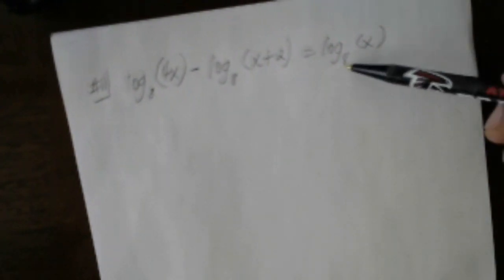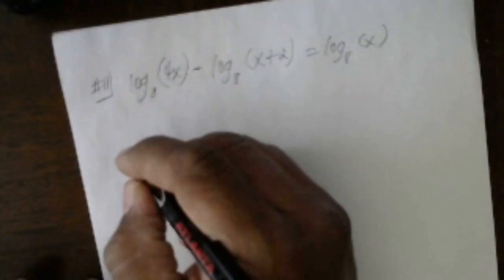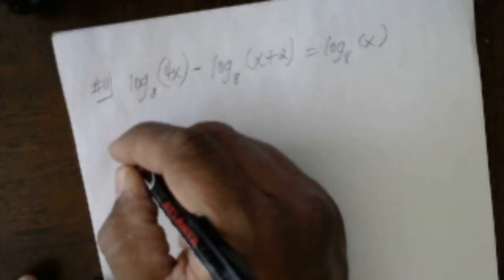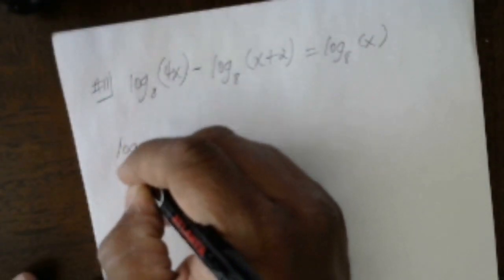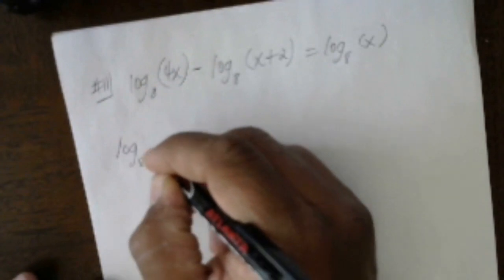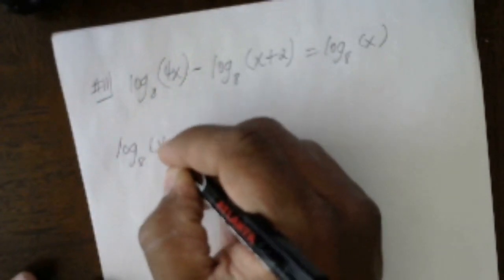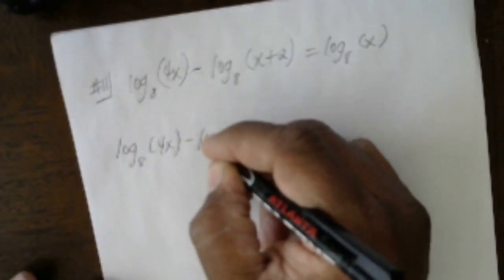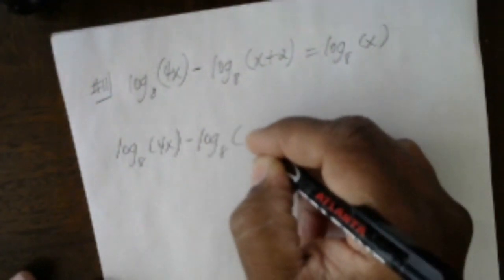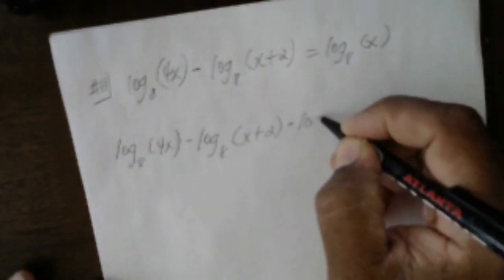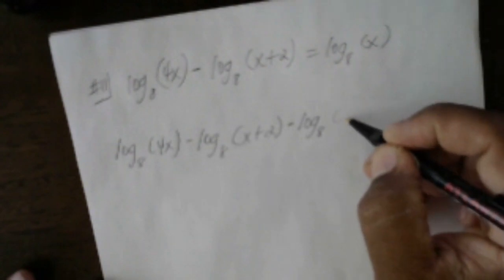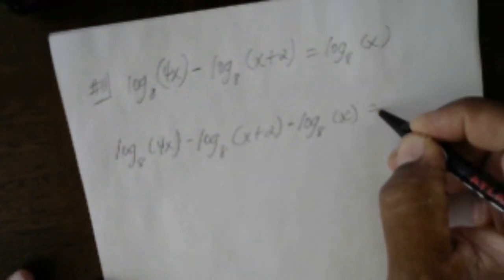All right, so the first thing I'm going to do here is take this log base 8 of x and I'm going to subtract it from both sides. So I'm going to have the log base 8 of 4x minus the log base 8 of x plus 2 minus the log base 8 of x is equal to 0.